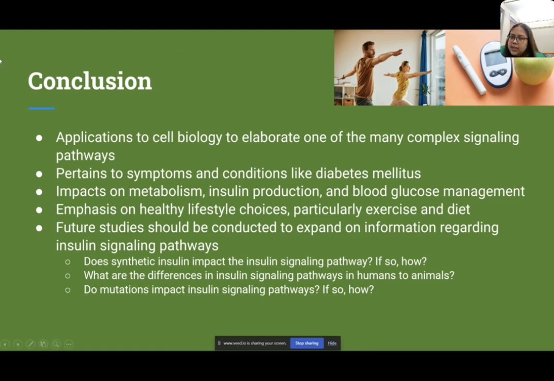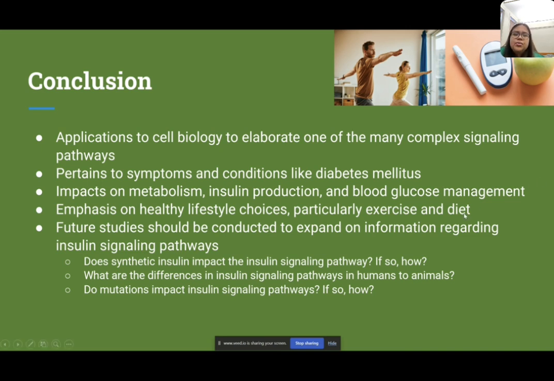So then this brings us to how insulin signaling pathways pertain to cell biology, and it elaborates on many of the complex signaling pathways, and it pertains to symptoms and conditions like diabetes. It's very impactful on metabolism, insulin production, and blood glucose management, and it really emphasizes the importance of healthy lifestyle choices, and particularly exercise and diet.